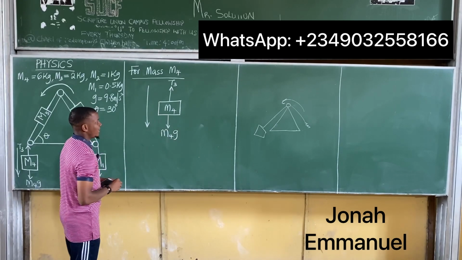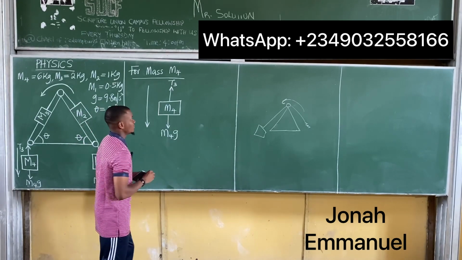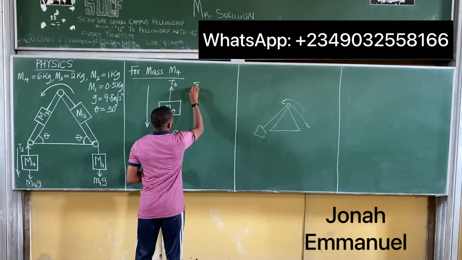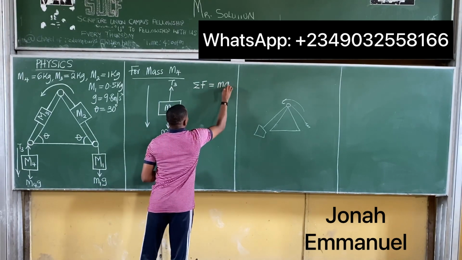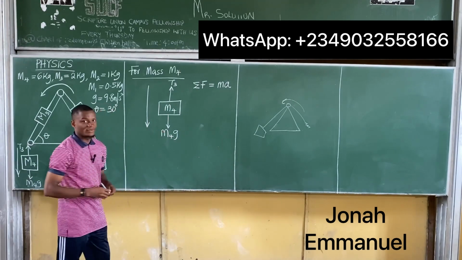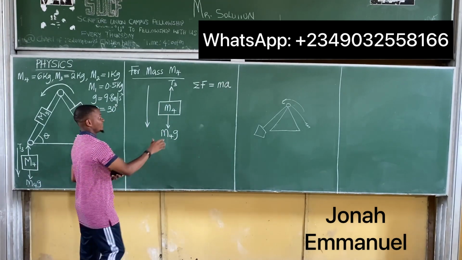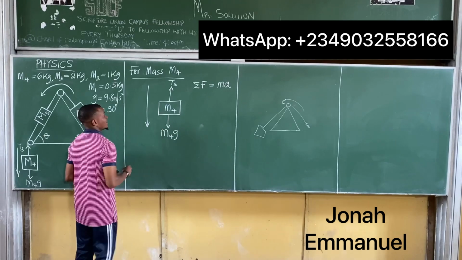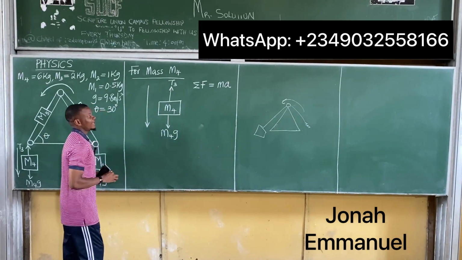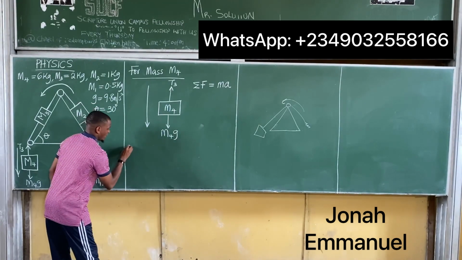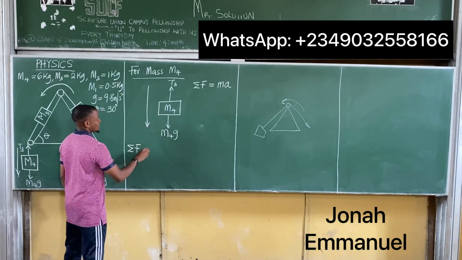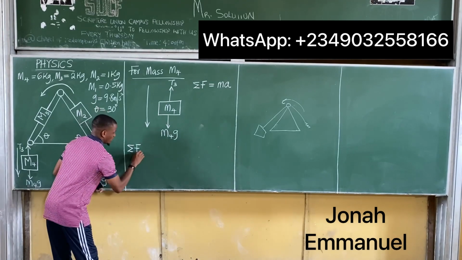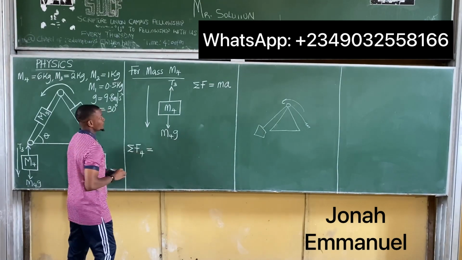All right, from our equation, we said the summation of forces is equal to mass times acceleration. Of course, this is from Newton's second law of motion. If this is true, then let's get the direction of motion. So let's get the sum of forces. So the sum of forces, let's say F4, is equal to the sum of forces.